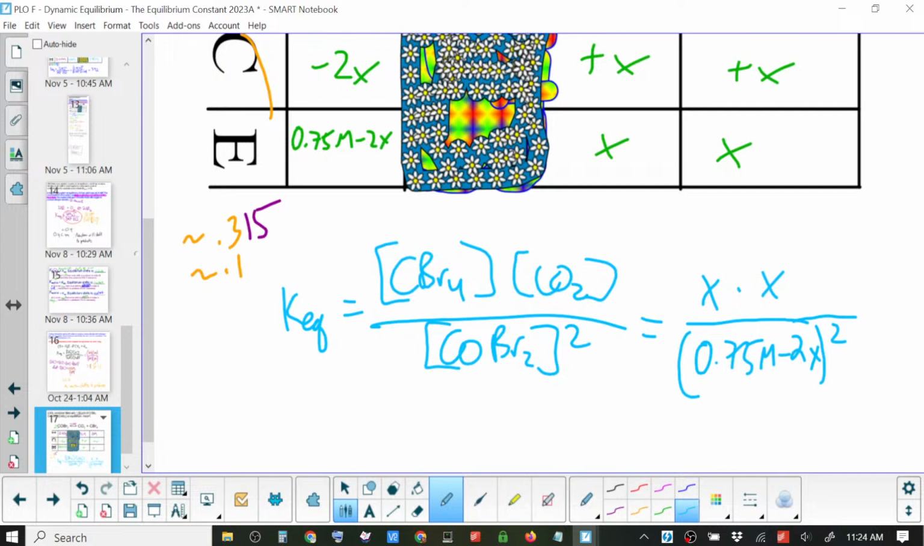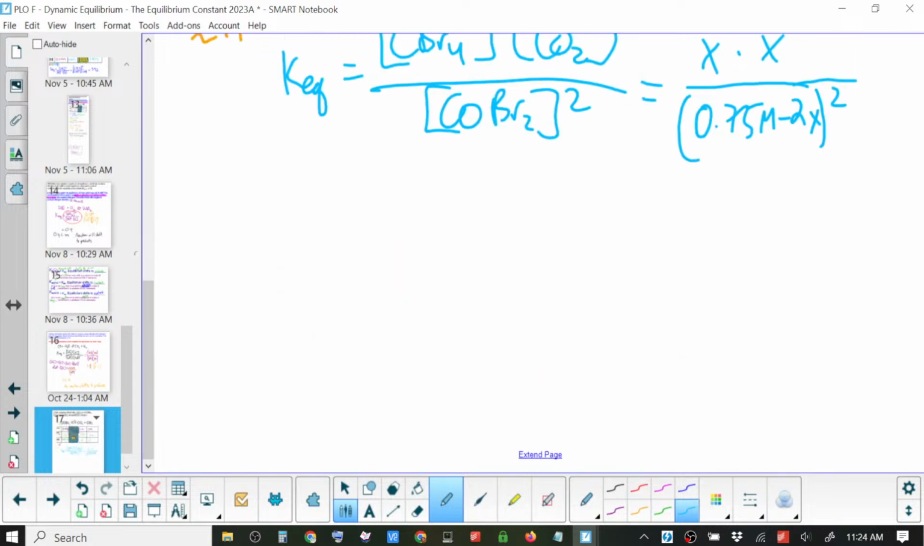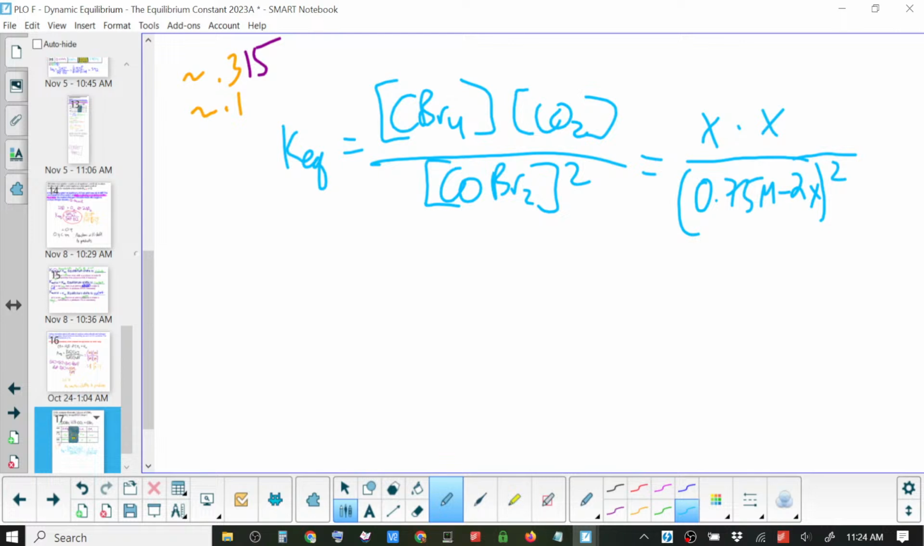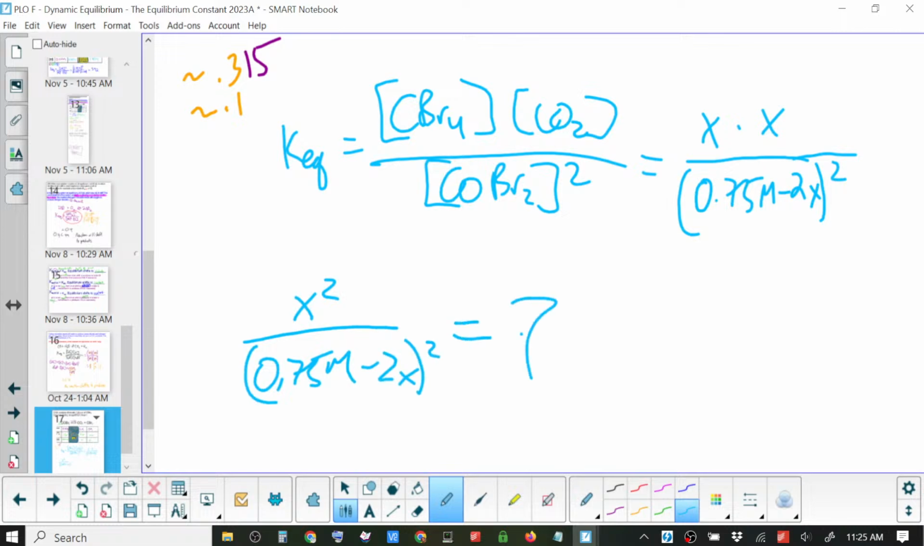Then summarize it so that you can tell what the next step is. X times x is x squared over 0.75 molar minus 2x, also squared, and now we can put in the 7 because we know that it's equal to k cubed. You cannot cancel exponents when they're not identical.